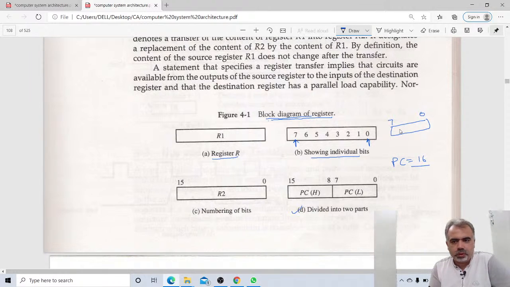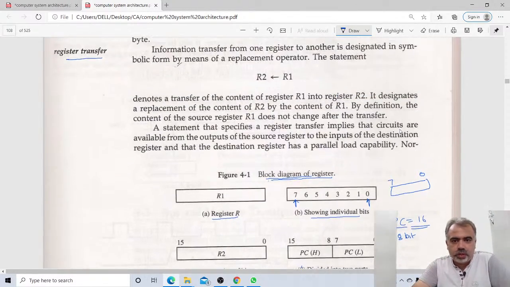So we can split it from 0 to 7 and 8 to 15. It means we can split the PC into two parts of 8 bit each. One is called PCL, and another is what we call PCH. PCL is basically the lower register, and the PCH is the higher one.